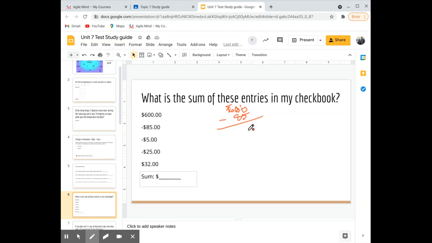What's 10 minus 5? 5. What's 9 minus 8? 1. And then we got to bring that 5 down. So we're at 515. Now it says to take away 5 again. What's 5 minus 5? 0. Good. Now it says take away 25.